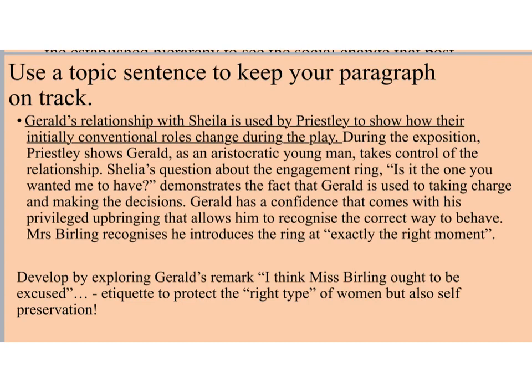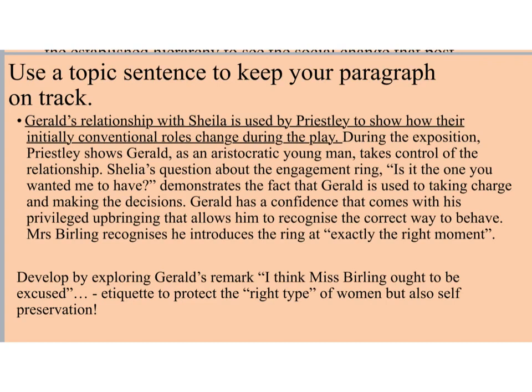So then you can look at using a topic sentence to keep your essay on track, and I've underlined what would count as a topic sentence. That's the first sentence of a paragraph that basically signposts to your reader what you're going to explain. It's kind of like a headline. So here we say Gerald's relationship with Sheila is used by Priestley to show how their initially conventional roles change during the play. So you start off knowing that the point I'm going to deal with is that Gerald and Sheila start off conventionally and change. Okay? The rest of that then starts to explore those points.